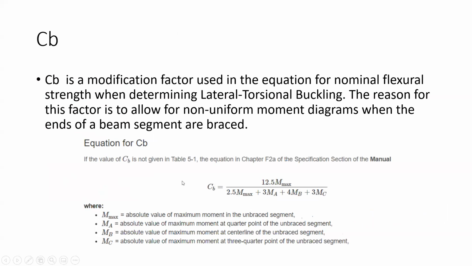RS, that's almost always given. And we also have CB. So CB is just a modification factor. Kumbaga, ito yung nagiging multiplier natin mamaya pag kinukuha natin yung lateral torsional buckling.